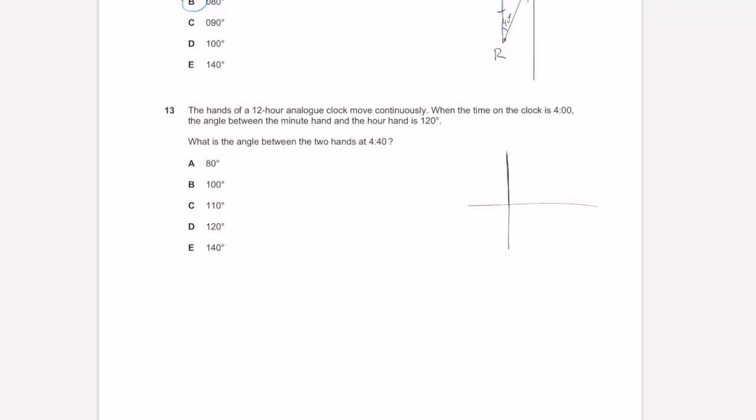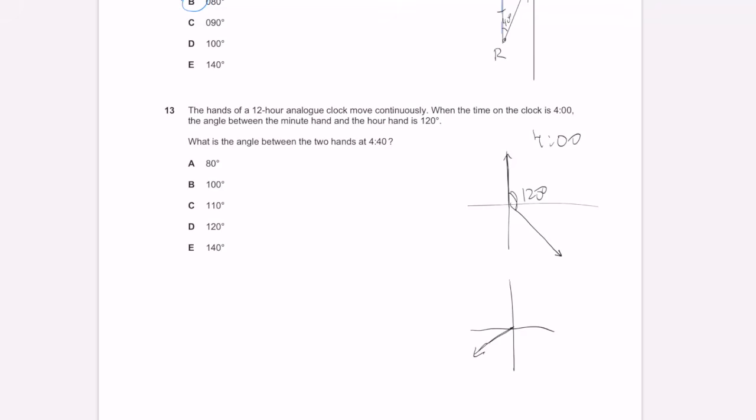We're going to have one of the hands over here, the minute hand, and the other hand is going to be at 4 o'clock, which is somewhere over here, and the overall angle is going to be 120 degrees. Okay, then this here is at 4. At 4:40, both of these will have moved. Now the minute hand will have moved quite a bit. At 4:40, it's going to be somewhere here just underneath 9.